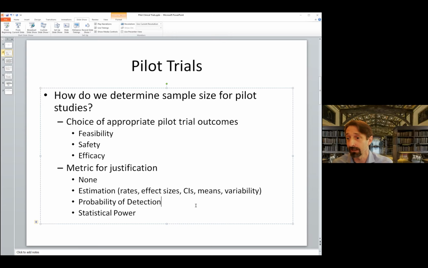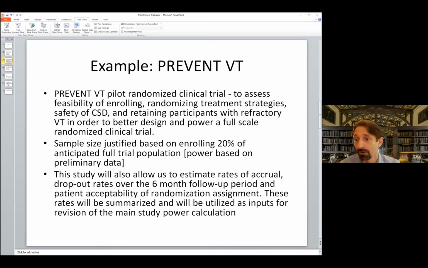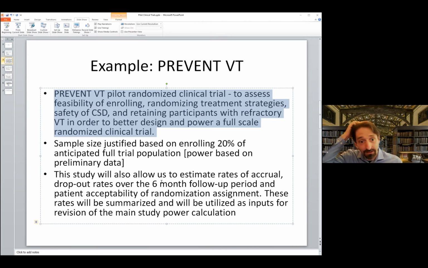I'll give you a quick example of an NIH-funded pilot study that Ram and I have been involved in. This is a study called Prevent VT. This first sentence is essentially aim one of our pilot clinical trial that was funded. For the pilot randomized clinical trial, the objective is to assess the feasibility for enrollment, the feasibility for randomizing into the different treatment strategies, safety, and whether we could retain participants, and use all these different components to better design and power the future randomized clinical trial. So it's to estimate a number of parameters, notably where effect size is not one of them.